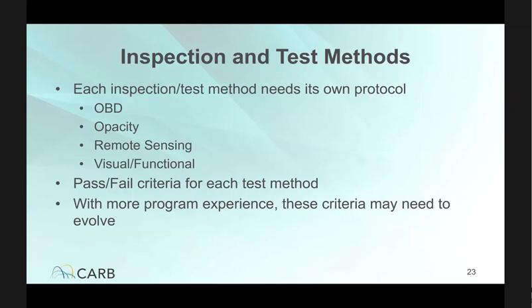So Krista touched on this earlier, and I just want to essentially reiterate that various criteria within this program may need to evolve over time. So we're developing inspection and test methods for OBD downloads, the use of remote sensing, and visual and functional inspections. And then we're using the existing SAE J1667 protocol for opacity testing. And recent amendments to that opacity regulation essentially already require a standard of no visible smoke, but we still need to develop standards for these other test methods.